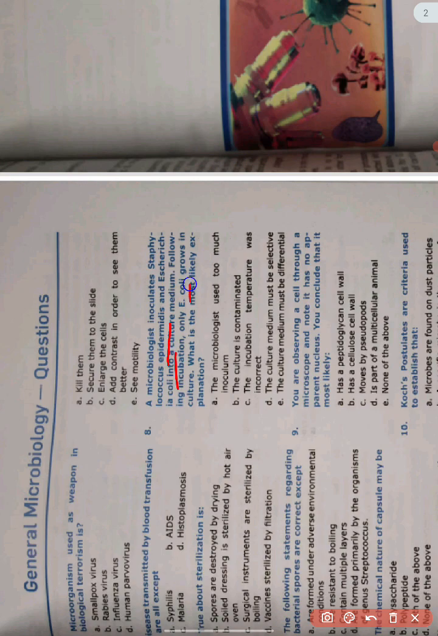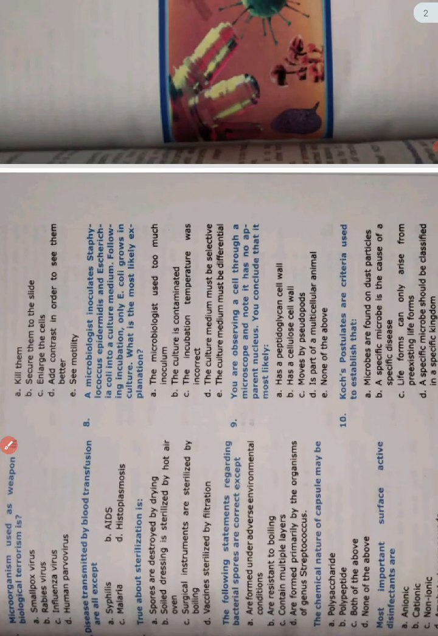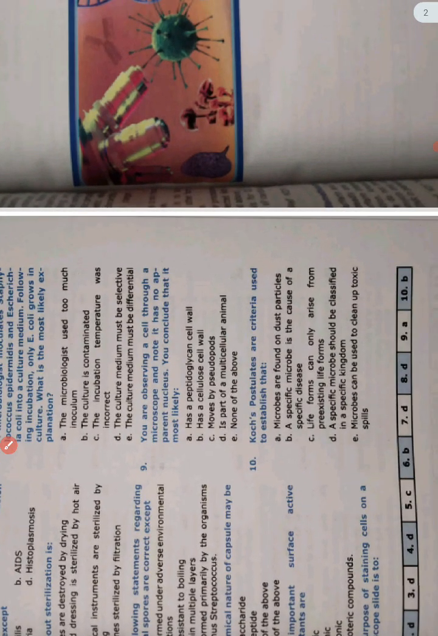A microbiologist inoculates Staphylococcus epidermidis and Escherichia coli in a culture medium. Following incubation, only Escherichia coli grows in culture. What is the most likely explanation? Too much inoculum? No. Culture contaminated? No. Incubation temperature incorrect? No. The culture medium was selective. Because of that, E. coli is growing and Staphylococcus epidermidis is not, even though it is like a normal flora.